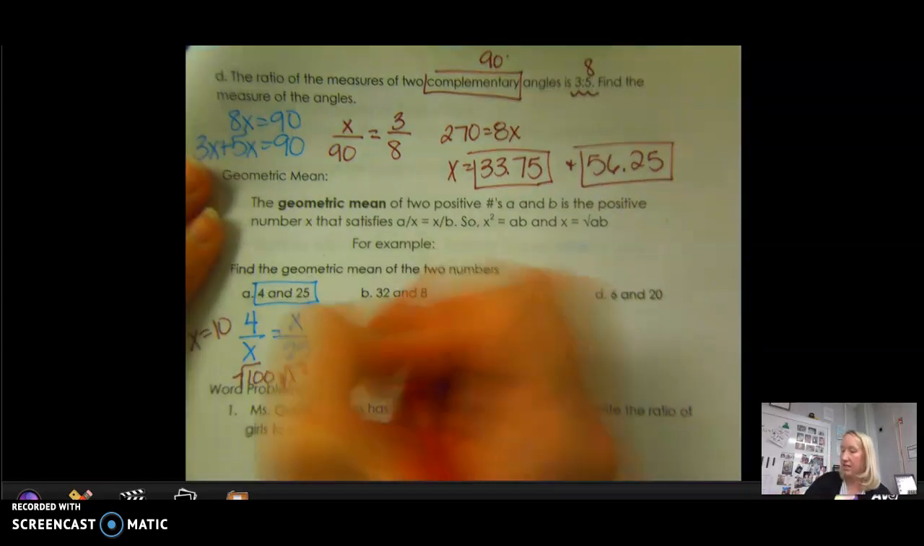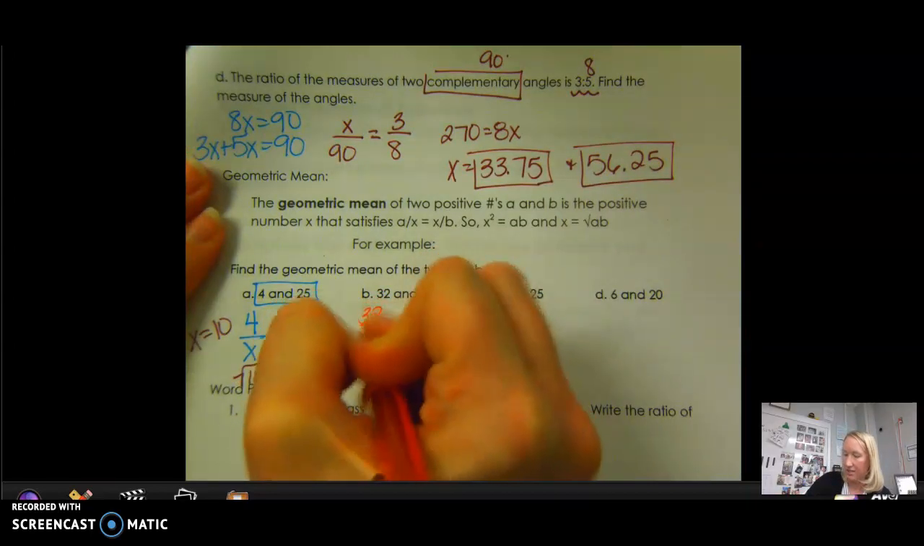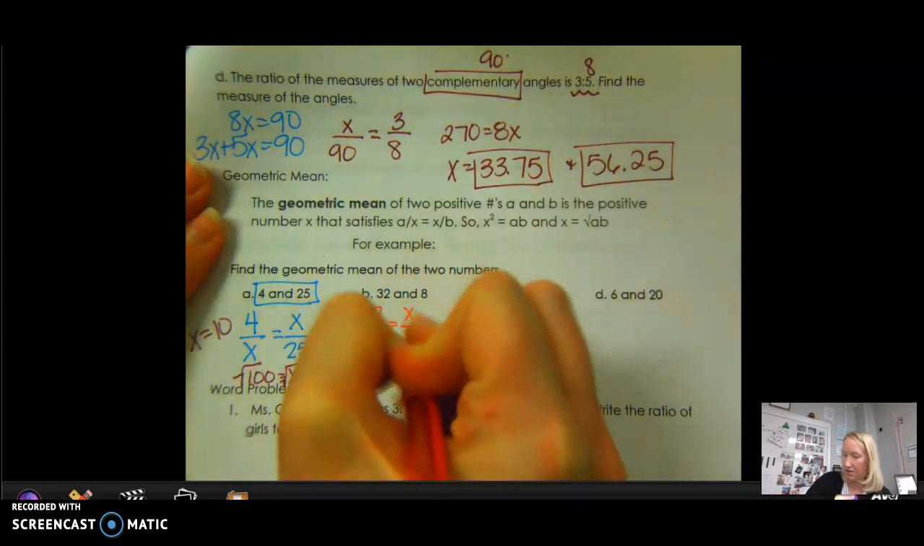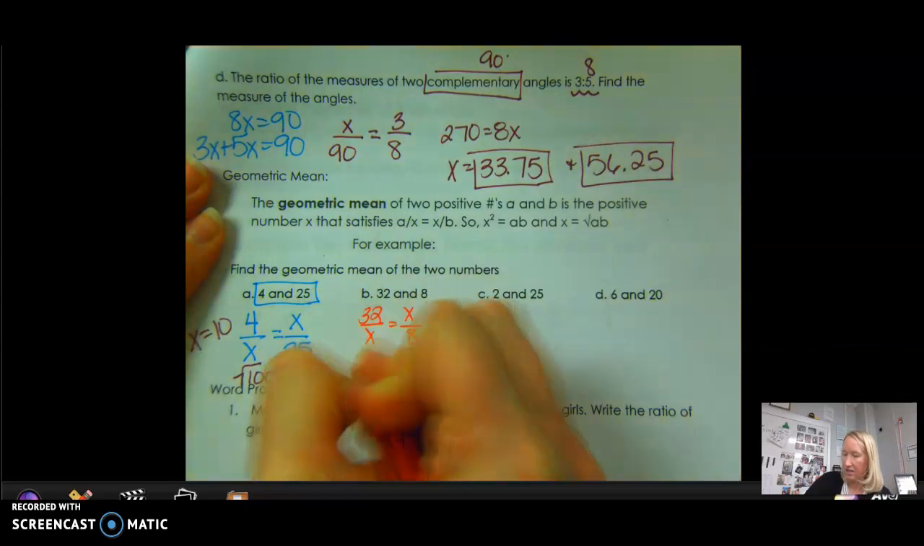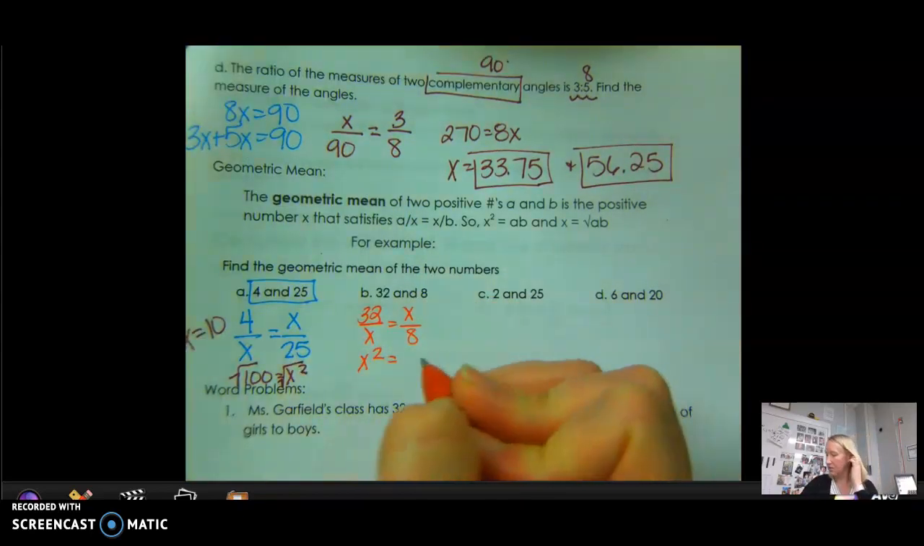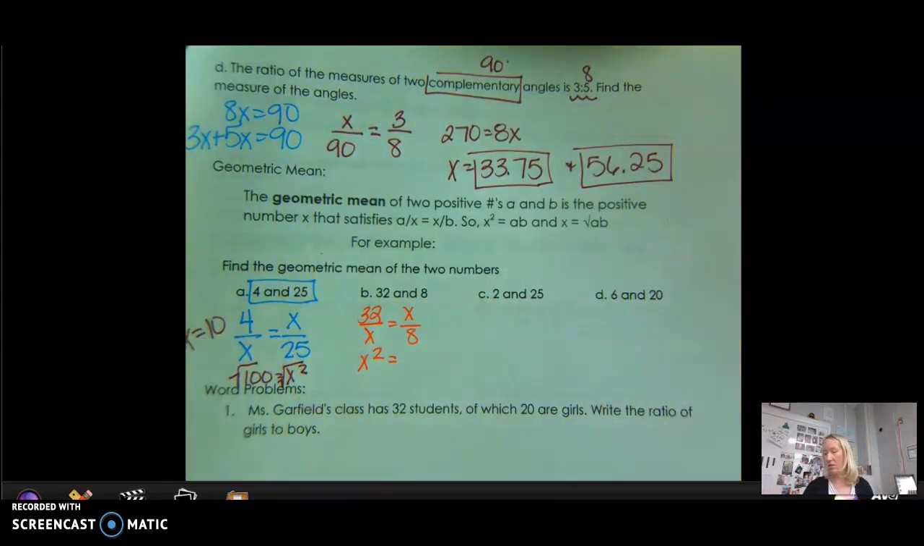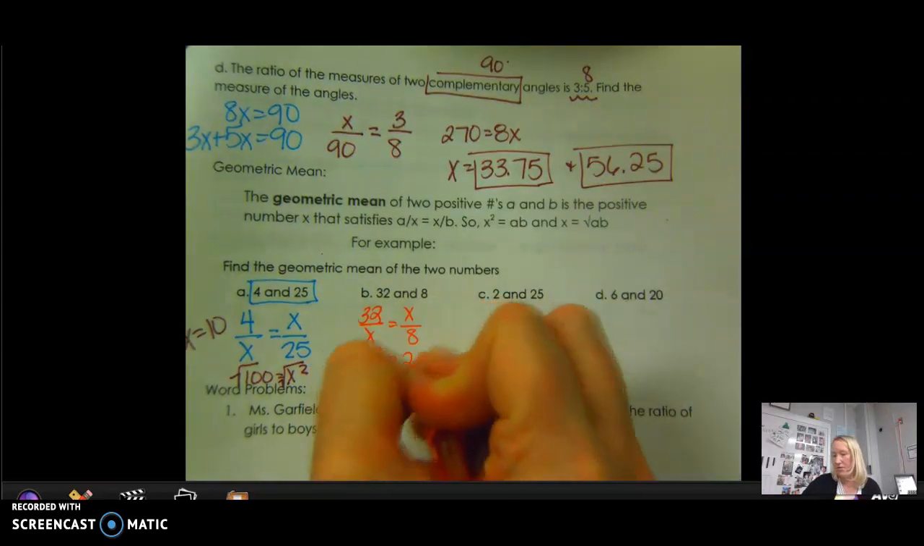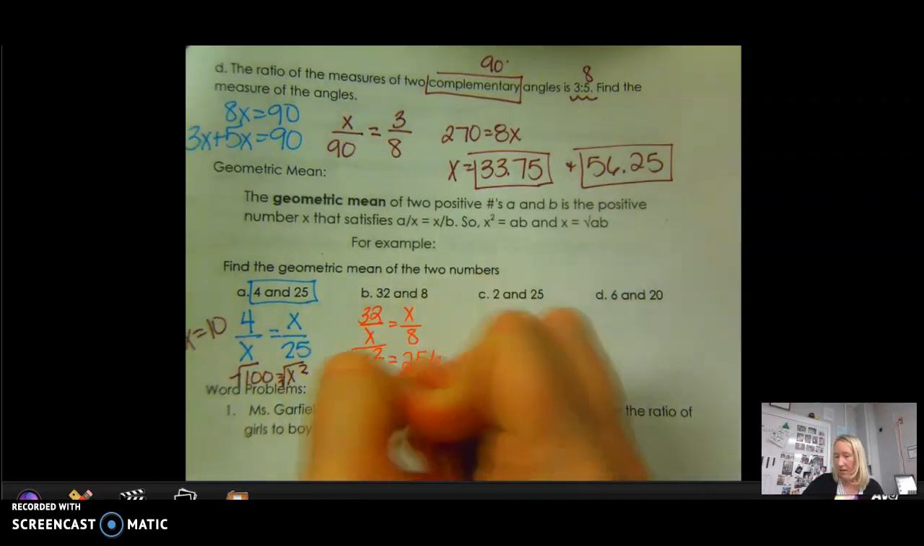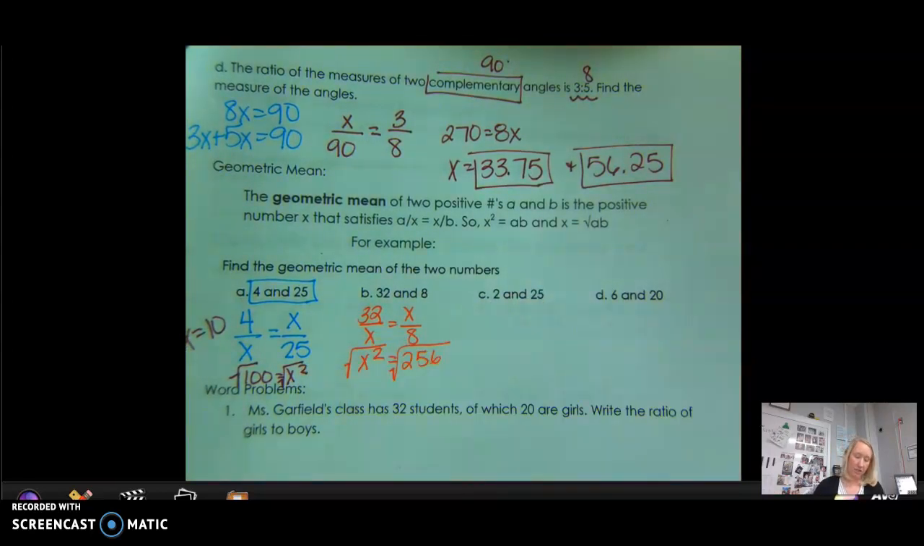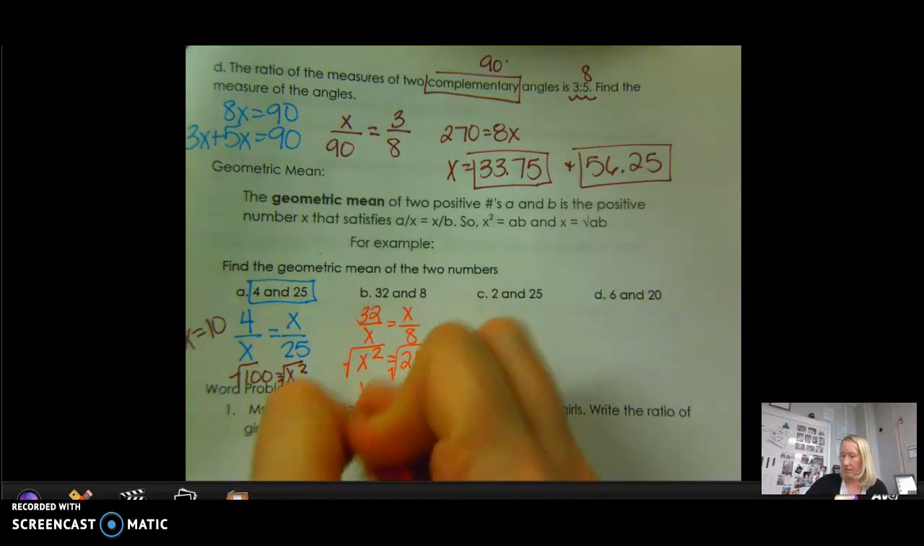So we're going to try this again. So 32 over x equals x over 8. Cross multiply. That gives me x squared equals 8 times 32. So that's 240 and 16, I think. So 256. Let me make sure of that. Yep, 256. I'm going to square root that to get it down to just x. Square root of 256 is 16.